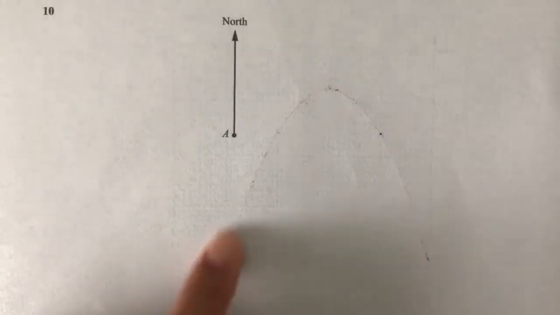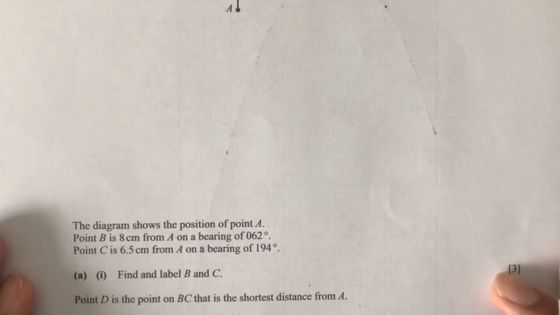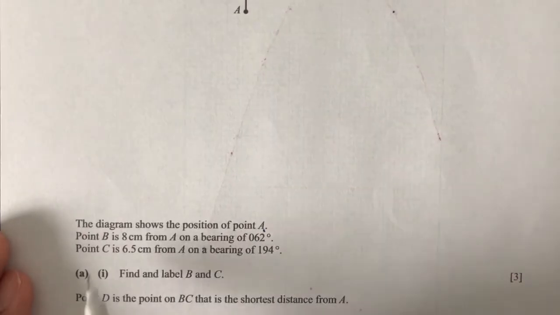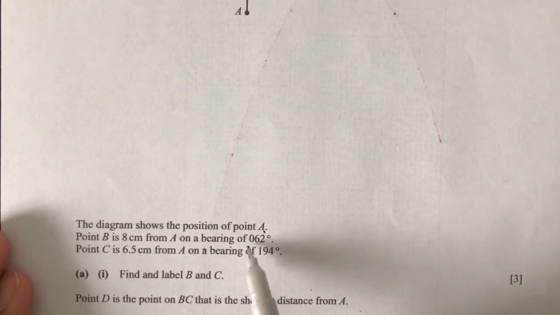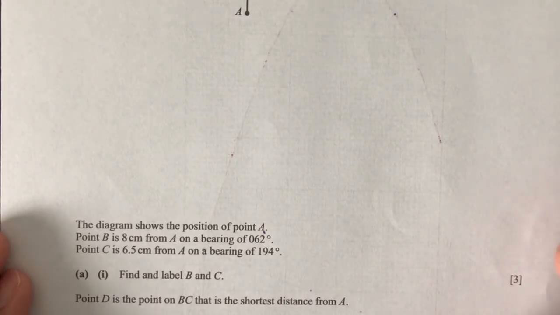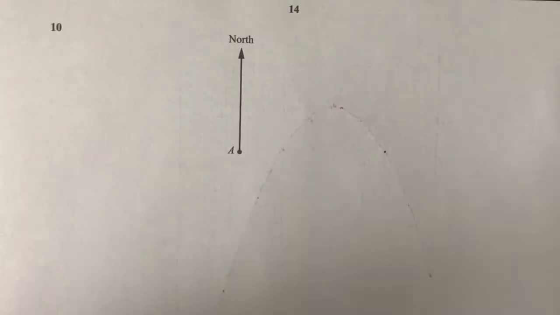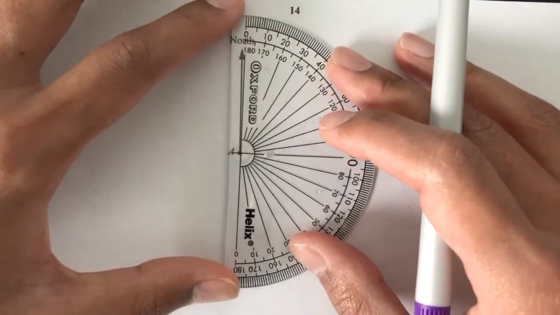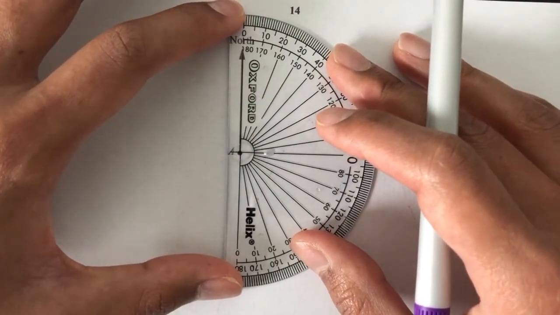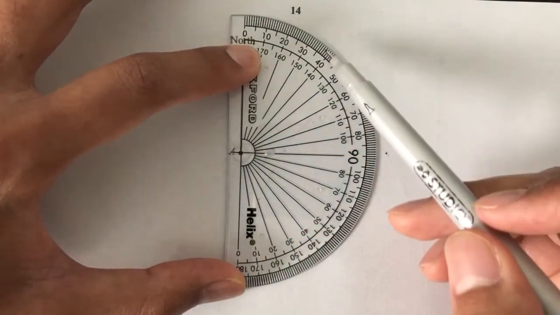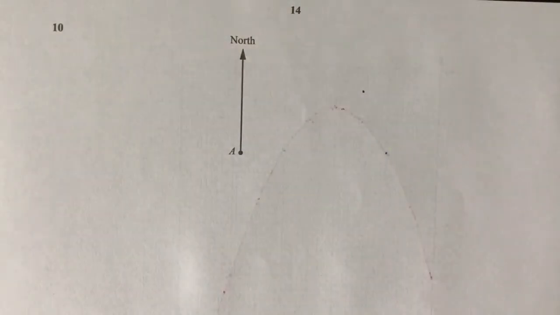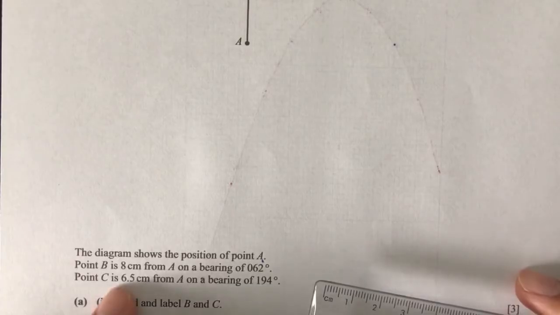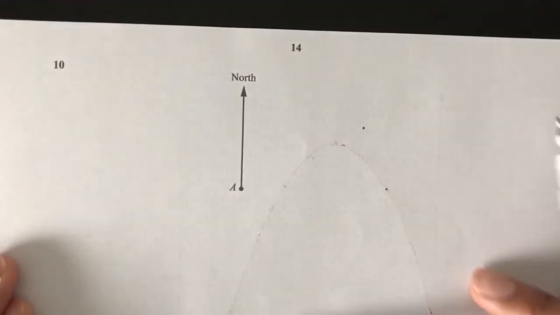Question number 10. So we have a point A here, and point B is 8 centimeters from A on a bearing of 62 degrees. So let's find out where is the direction of B. So 62 degrees will be, so that's the north line, and 62 will be about this point. Now we have to measure 8 centimeters because it says point B is 8 centimeters from A.